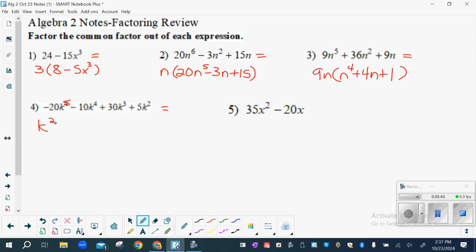I like the k to the second. That's okay. Unfortunately, 10 doesn't go. Oh, my bad. Yeah, 5k to the second. So this is a weird one. It starts with a negative number. When we factor, we like that first number to be positive. So when we factor it out, we're going to factor out a negative 5k squared. We just like that first term to be positive. This is a weird math thing. So negative 5k squared times what gives us negative 20k to the 5th?